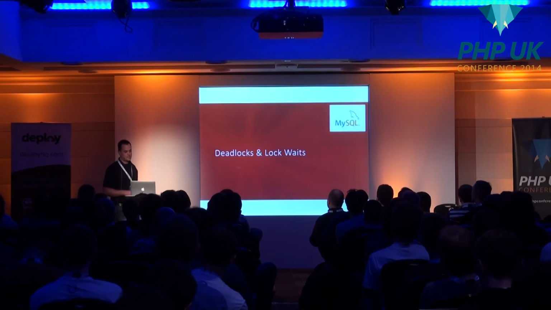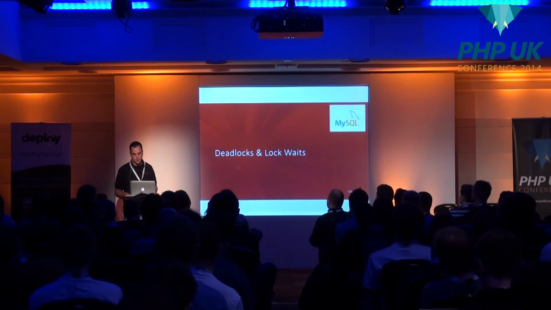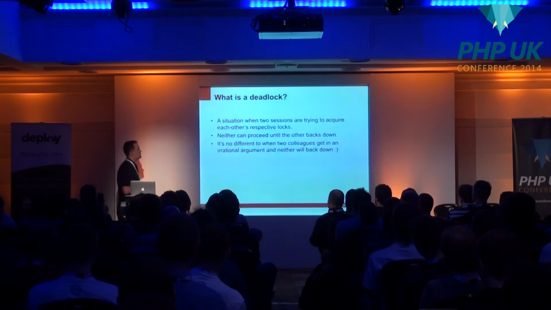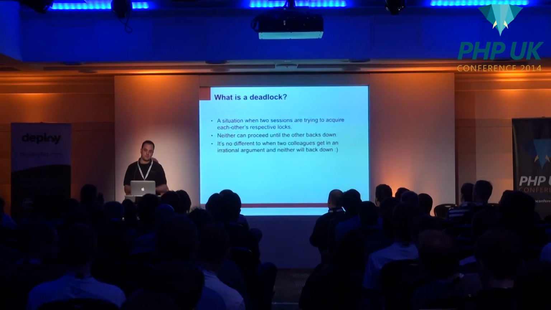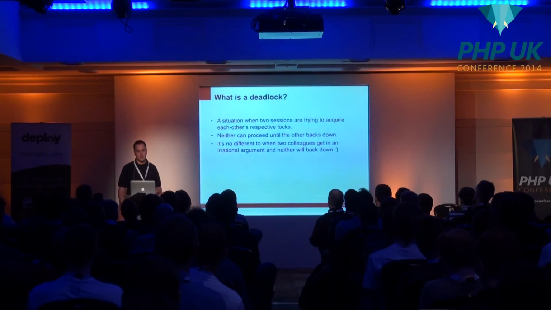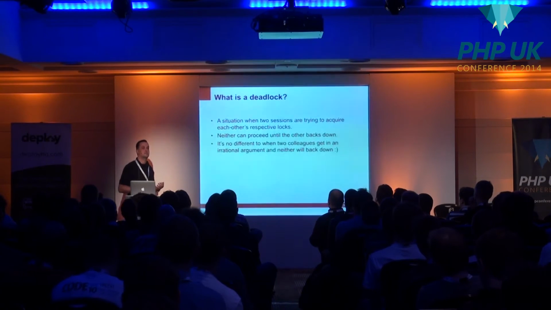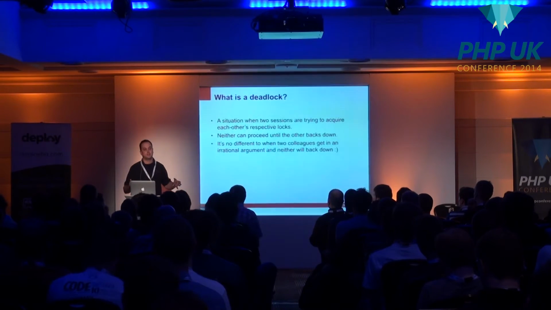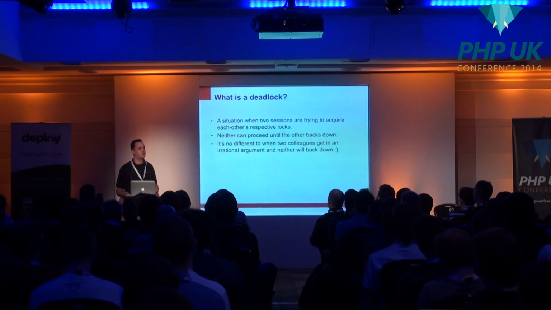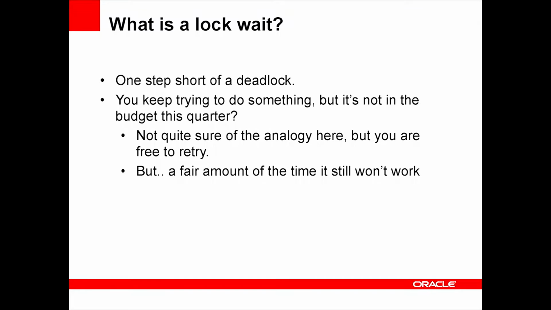So next discussion point, let's zoom in more on deadlocks and lock waits. So what is a deadlock? A deadlock is a situation where two sessions try to acquire each other's respective locks, and neither can proceed until the other backs down. So the database steps in and says, okay, guys, this is what's going to happen. I'm going to make you back down. I like to think of deadlocks as similar to an organization structure, where you have two people that can't work together. I'll expand on that more in a second. But the algorithms are the same.